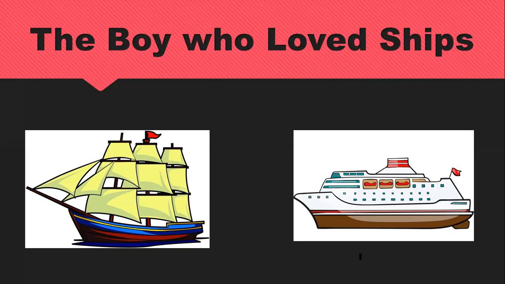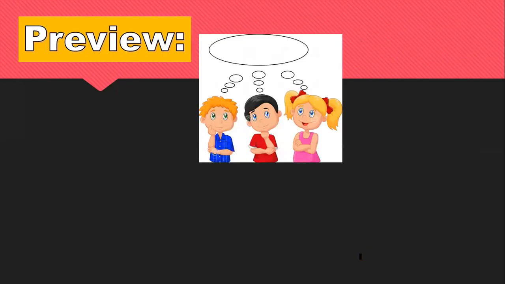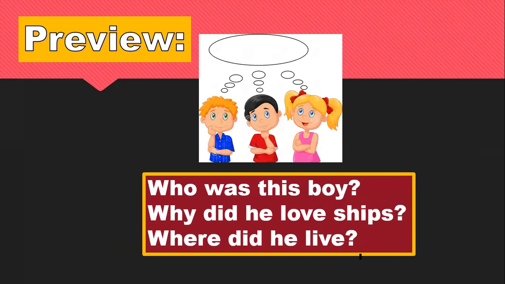Now let's have a preview. First of all, who was this boy? Who do you think this boy was? Which boy is this story about? Is this some common boy, or is this someone who became famous? We are going to learn this in this chapter. Why did he love ships? What was the reason why he loved ships? Probably he loved ships because he lived at a place where he could see the ships all the time, or maybe he had some uncle or his father who was working on a ship, so that's why he was inspired by him. And where did he live? Maybe he lived near a port, or maybe he lived in the city. These are all the questions that will be answered once we start reading the lesson.